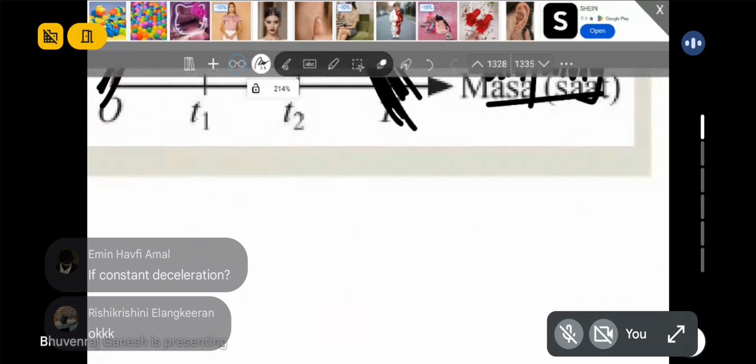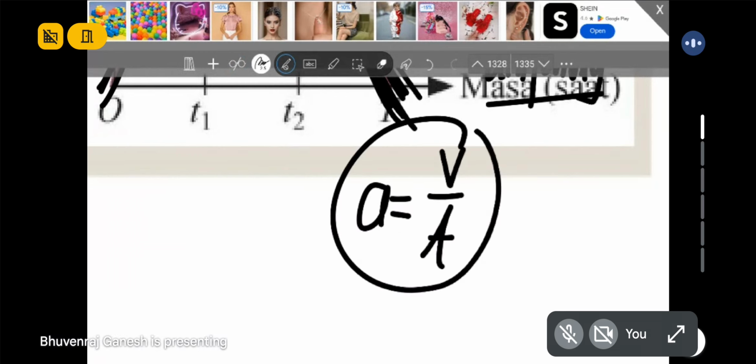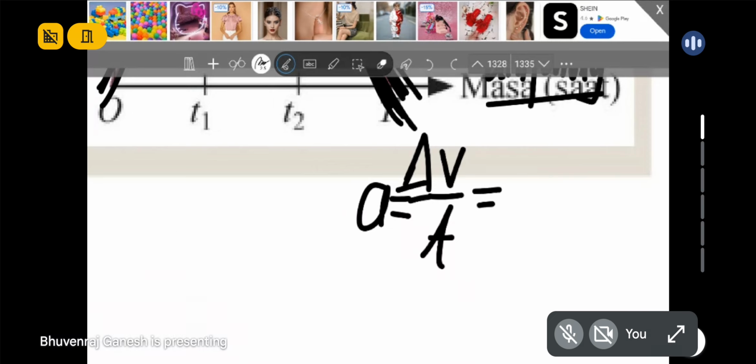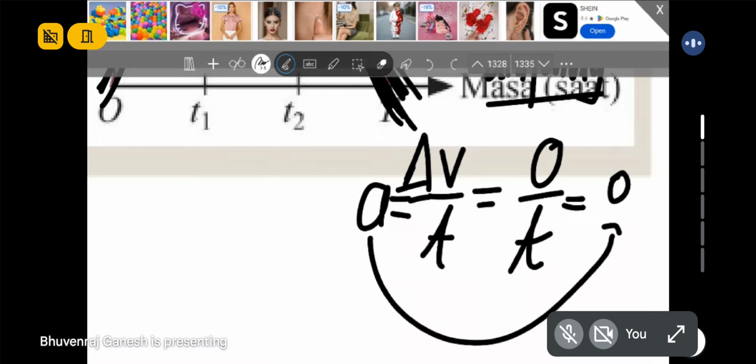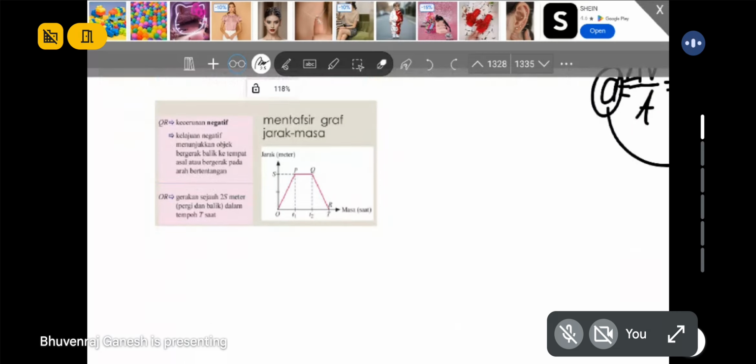As you know, acceleration is the change in velocity over time. You know this formula for acceleration. So if the rate of change of velocity is zero, then acceleration is also zero. Understand? Because your change in velocity is now 0, because the speed is constant, so there is no change. No change in speed means acceleration is also zero. That is the concept. Can, guys? Okay, next part.